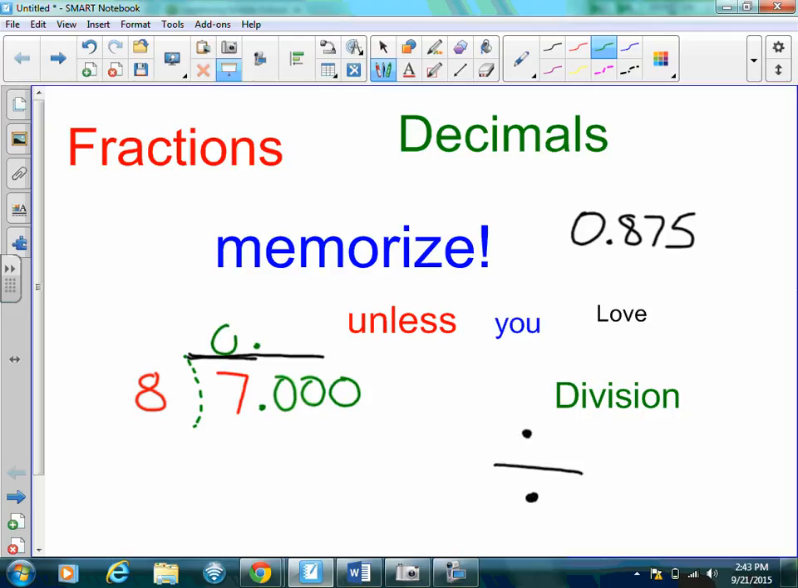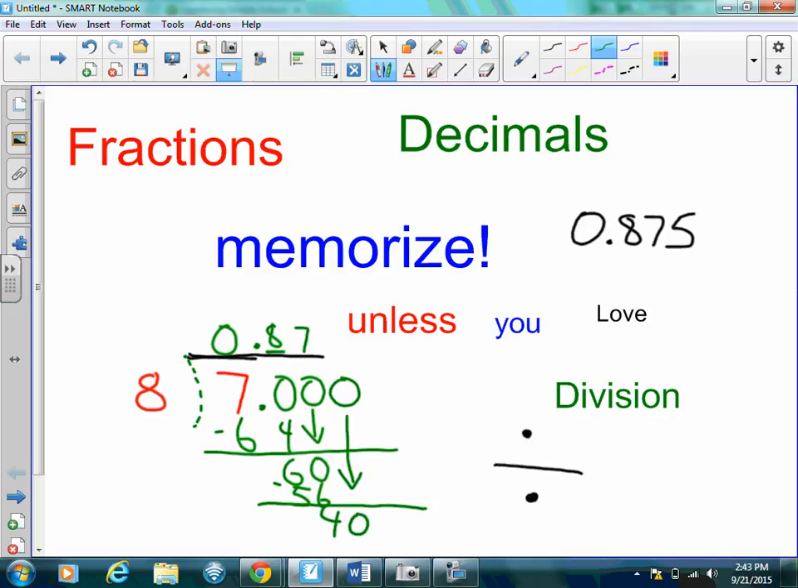And if you love division, here we go. 8 does not go into 7, but 8 goes into 70 8 times. 8 times 8 is 64. I'll do the math for you. When we subtract, we get our 6. Bring down our 0. Of course, 8 goes into 60 7 times, and that would be 56. And we all know what happens when we subtract. We get 4. Bring down our 0. And, of course, it is 5. And that's what I had over here.